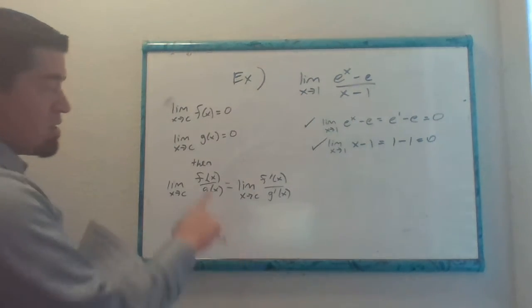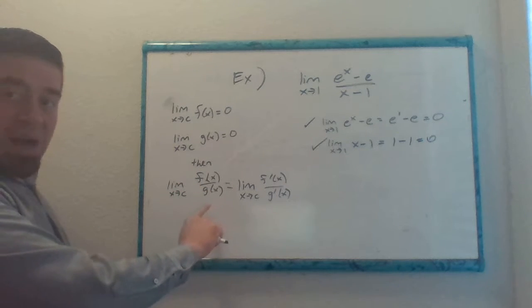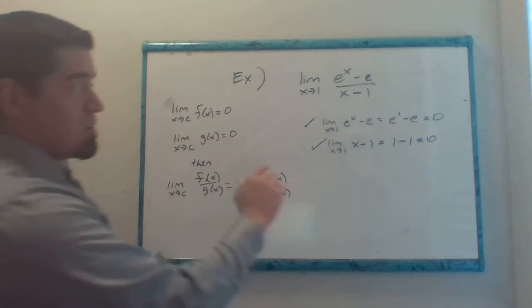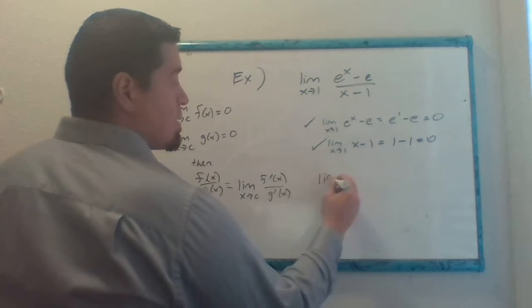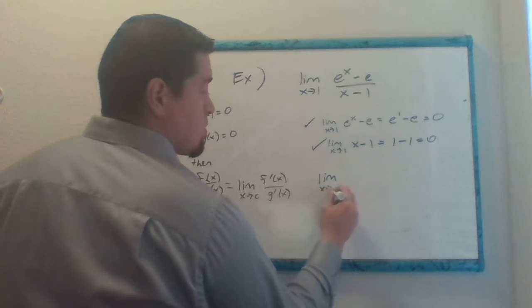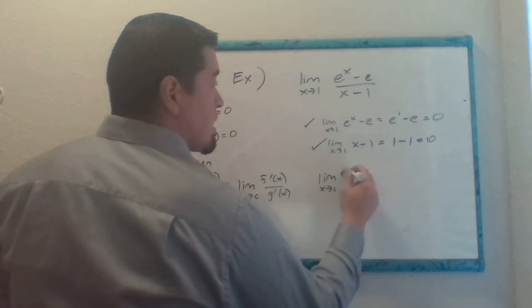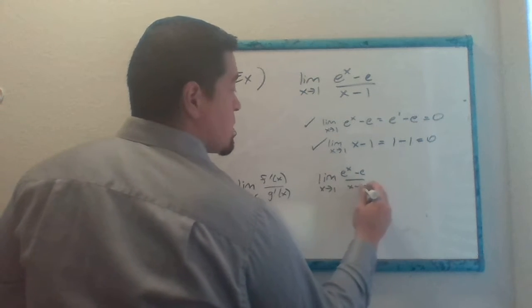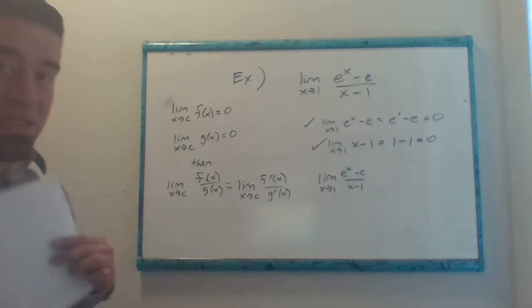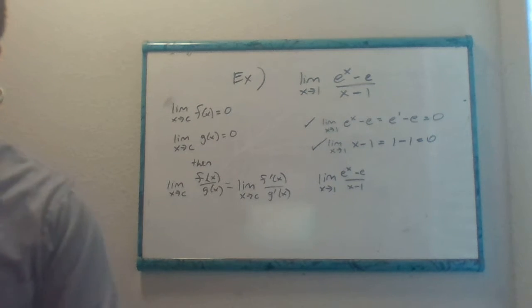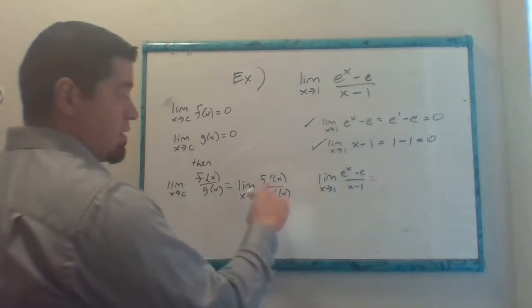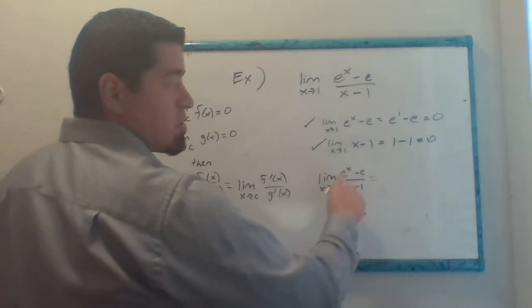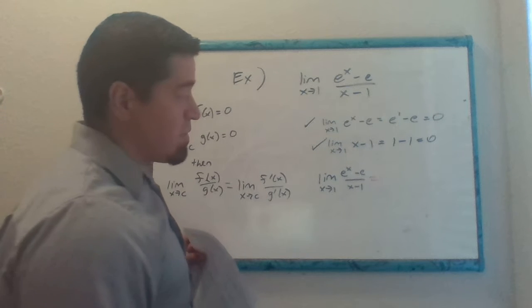Yes, that checks. So then I can apply L'Hopital's rule. Okay, so L'Hopital's rule would be to take the limit, I'm just going to copy the question here, as x approaches 1 of e to the x minus e over x minus 1. L'Hopital's rule says now that I'm going to take the derivative of the top. What's the derivative of e to the x minus e?